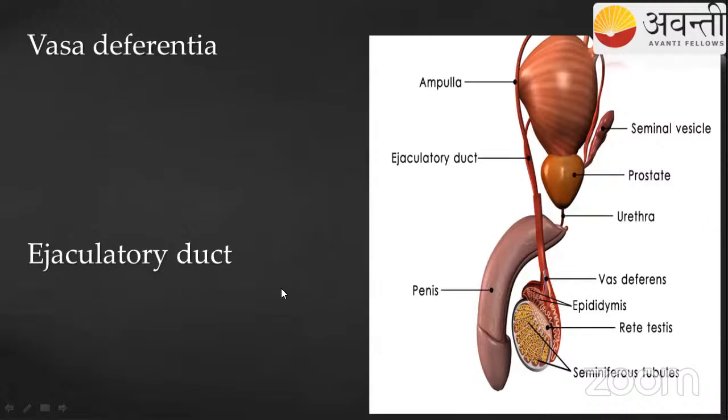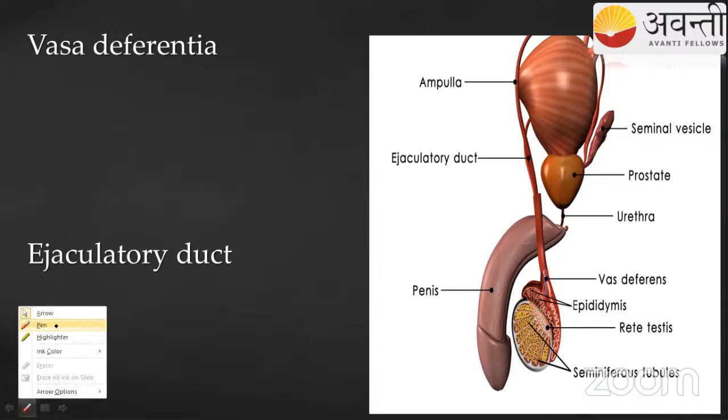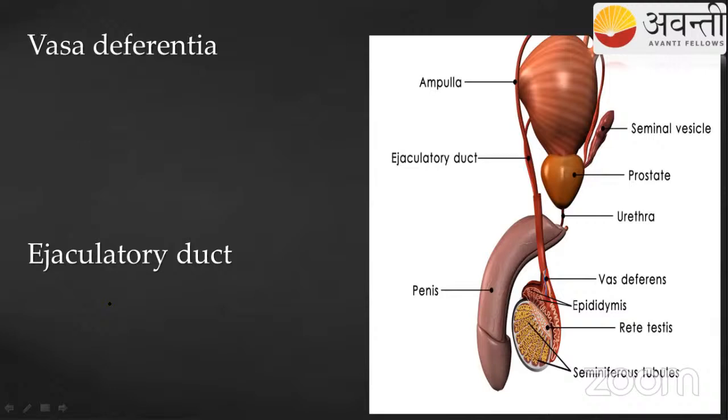Next thing is the ejaculatory duct. The ejaculatory duct passes through the prostate gland. We discussed the prostate also, and if we have not discussed it completely, we will discuss it. The ejaculatory duct passes through the prostate.